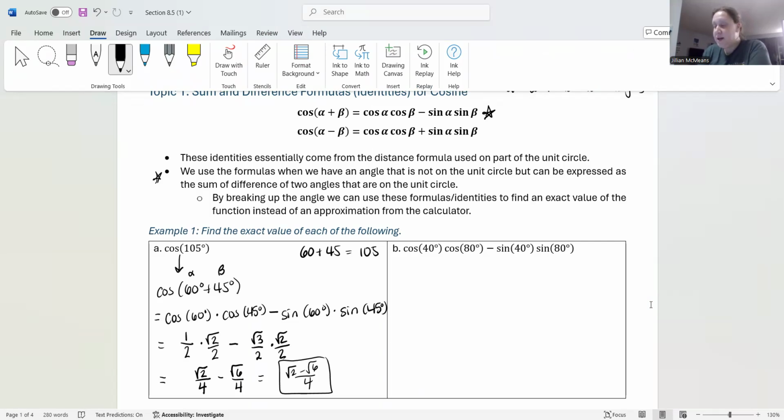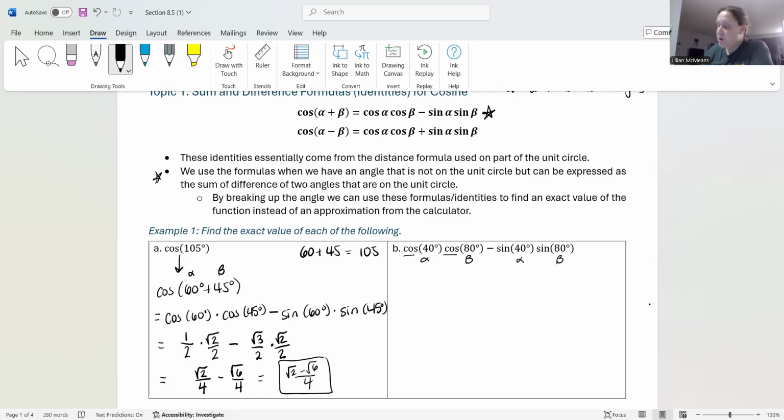So what we can see here is this very much looks like we're using a sum or difference formula involving cosine. We have the cosine of some angle times the cosine of some angle. So let's call 40 degrees alpha and 80 degrees beta. Okay, and then we have sine of that same alpha times sine of that same beta. So we definitely have something cosine-y, okay?